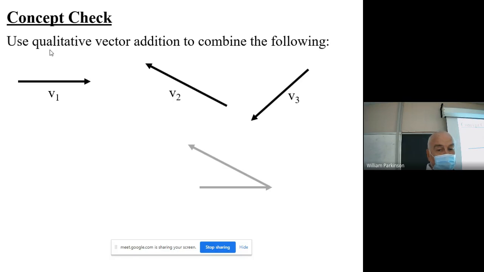from the tip of V2. And then when I put those three together, I start at the beginning and go to the end. So this will be the net direction of the push of these three people acting together.